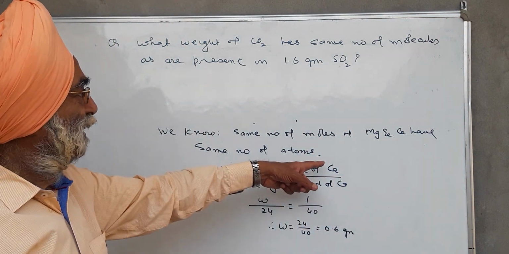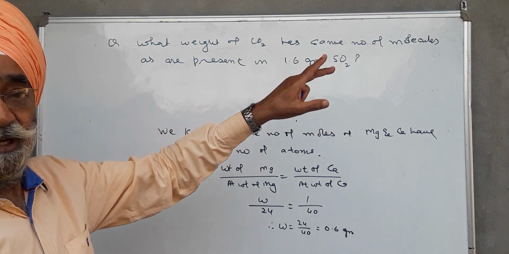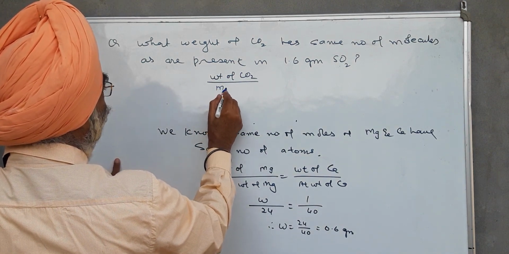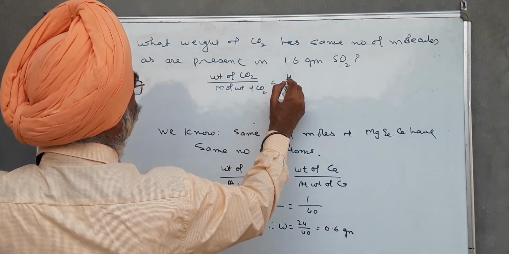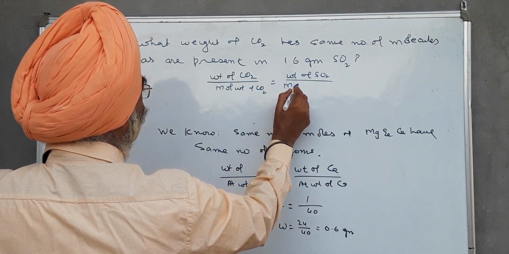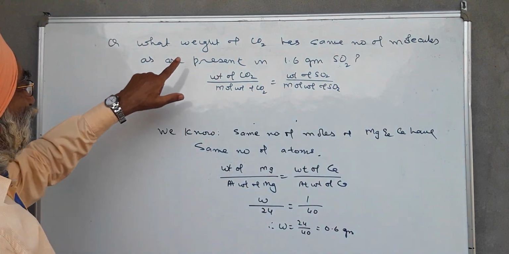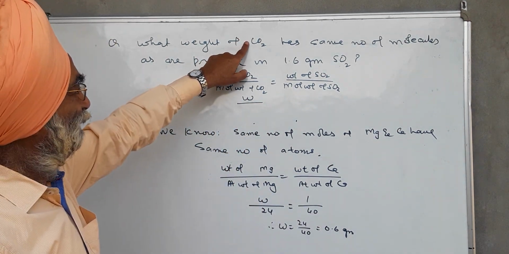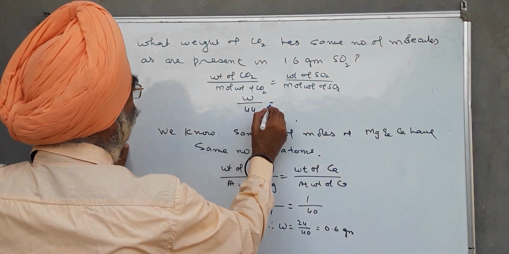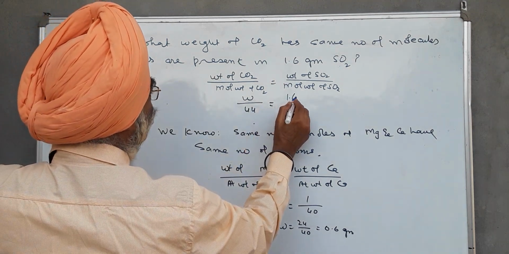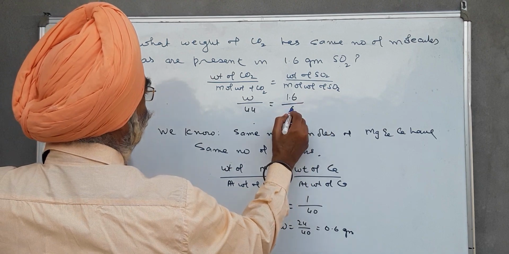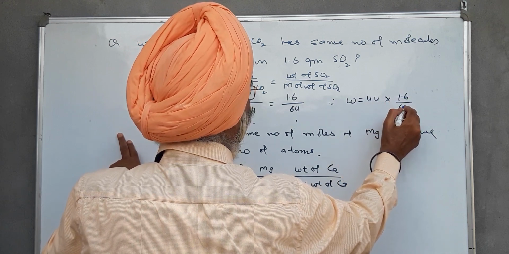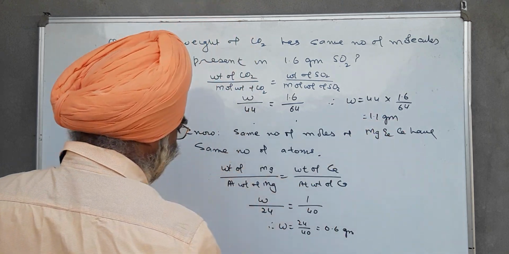Instead of elements, we have two compounds. Same formula, same technique, same method. Weight of carbon dioxide over its molecular weight. Weight of sulfur dioxide over its molecular weight. Weight of carbon dioxide we have to determine, W, over molecular weight 12 and 32, 44. Weight of sulfur dioxide 1.6, over 32 and 32, 64. Therefore W is equal to 44 into 1.6 over 64 and it is 1.1 gram.